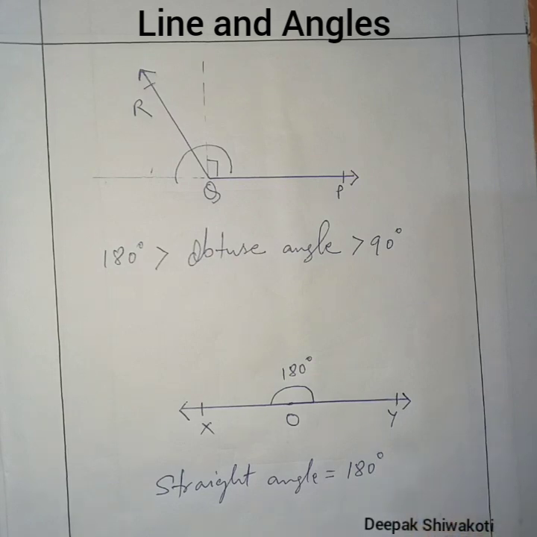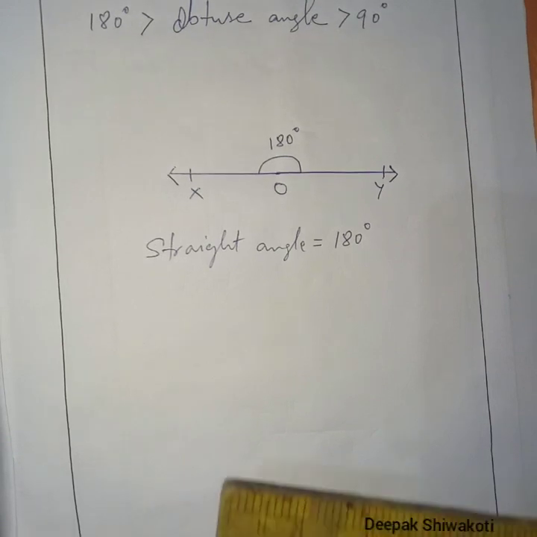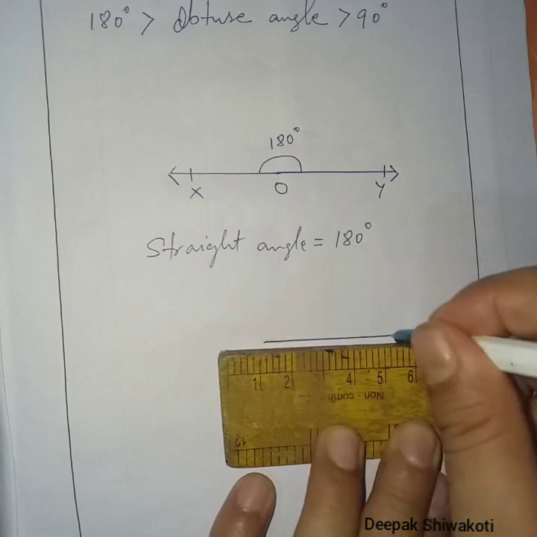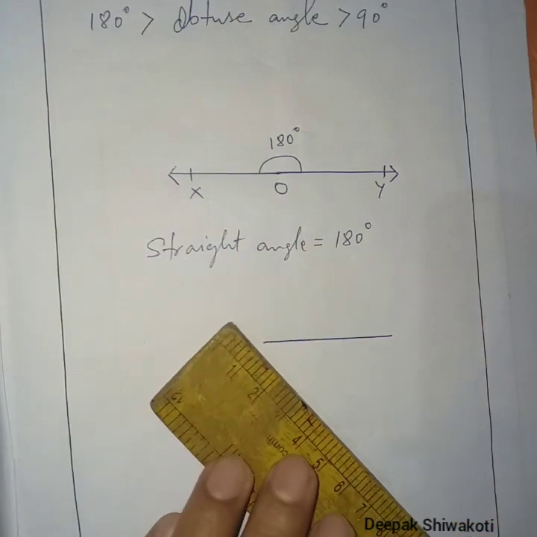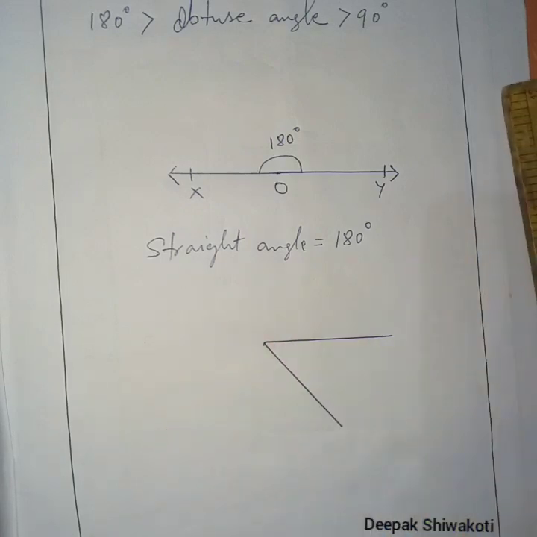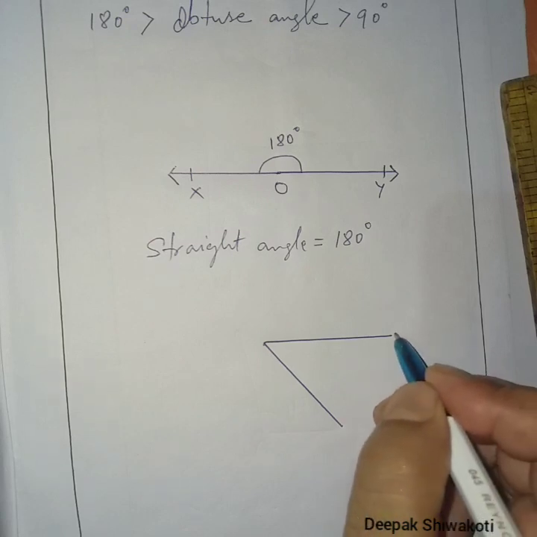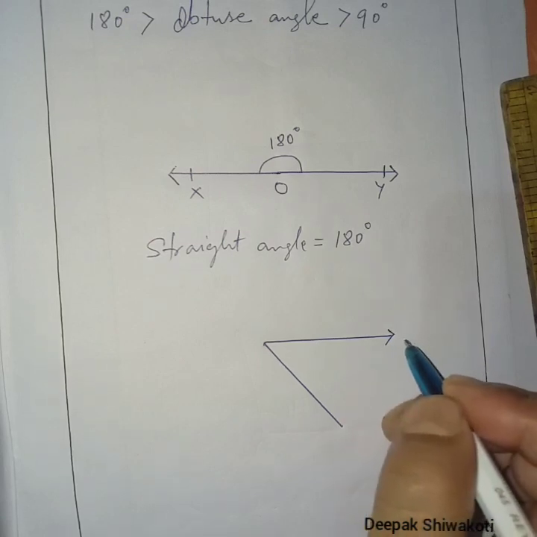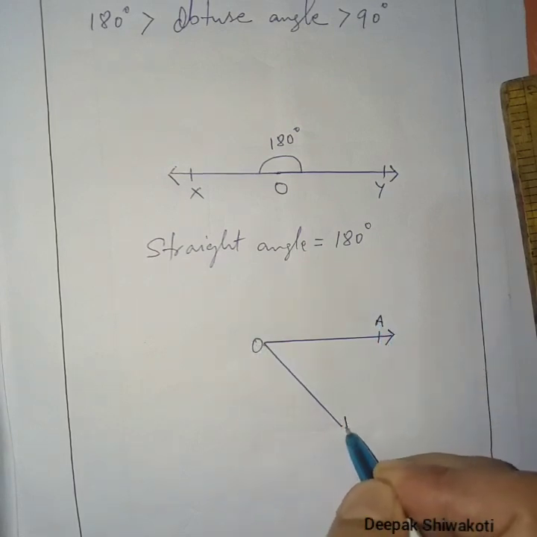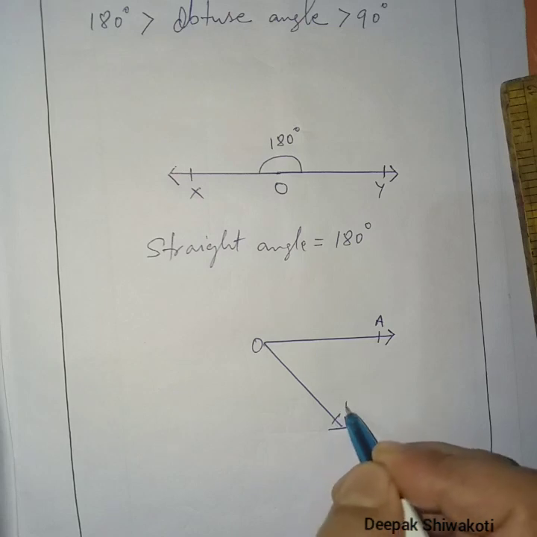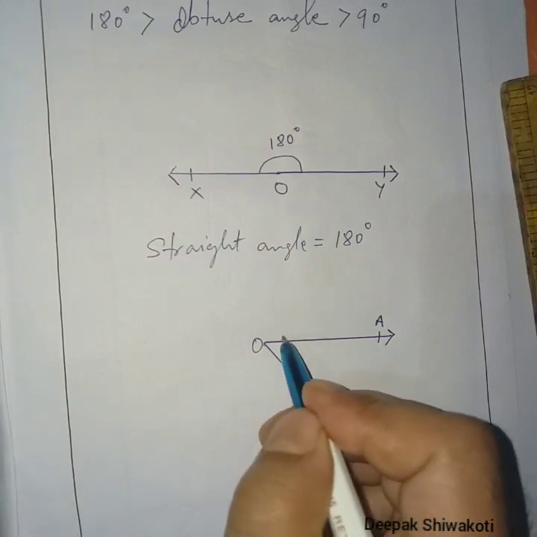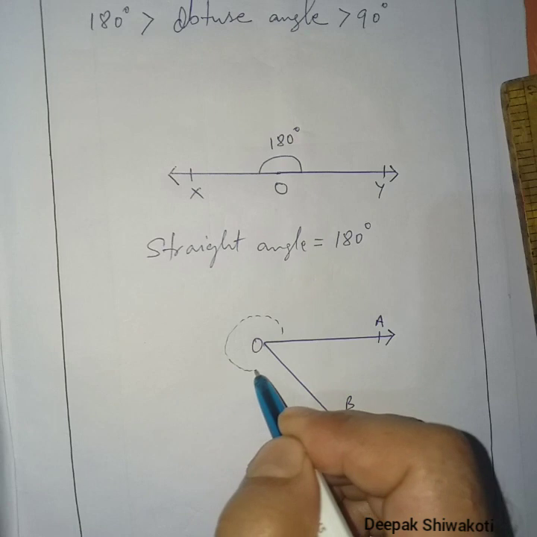Now next is reflex angle. Reflex angle is more than 180 and less than 360 degree. Total angle of a circle is 360 degree, so it is less than that. Suppose this is O and this is A, this is B. Two rays OA and OB, and OA is moving towards this direction.